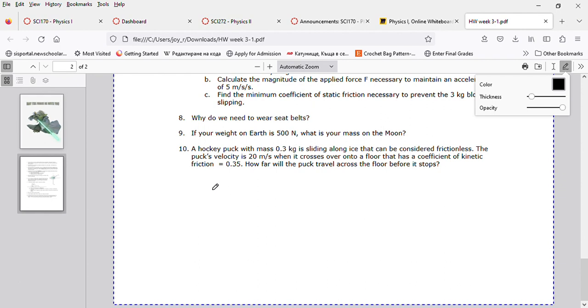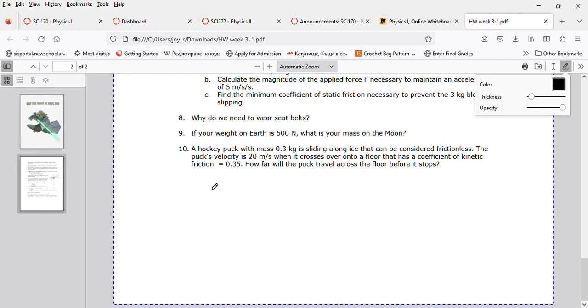Okay, here you go. A hockey puck with mass 0.3 kilograms is sliding along ice that can be considered frictionless. The puck's velocity is 20 meters per second when it crosses over onto a floor that has a coefficient of kinetic friction 0.35. How far will the puck travel across the floor before it stops?